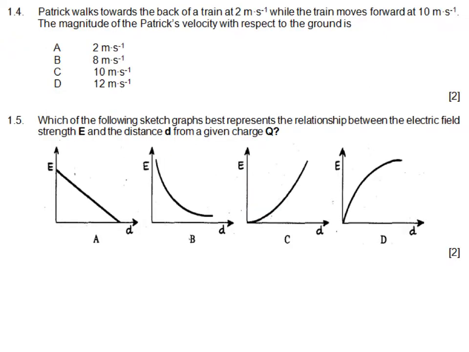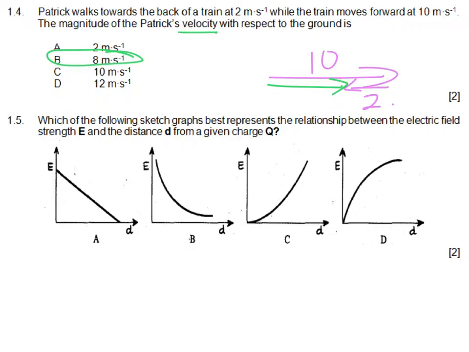Patrick walks towards the back of a train at 2 meters per second and the train's moving forwards at 10 meters per second. So a person on the ground would see him moving at 8 meters per second forwards. There wasn't a direction. It should have been, I suppose, relative to the ground, but it just tells you a value.